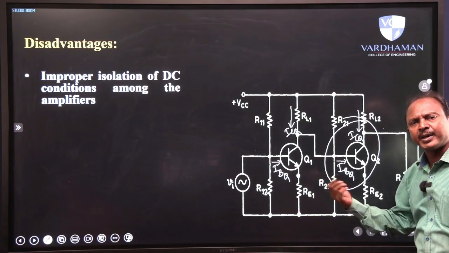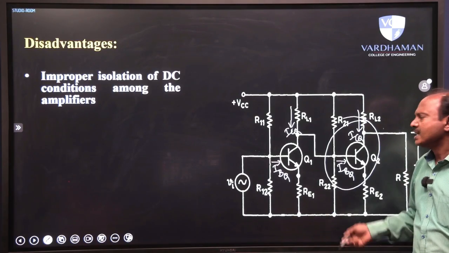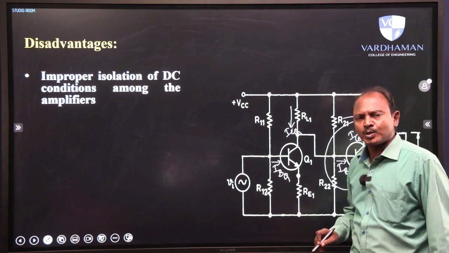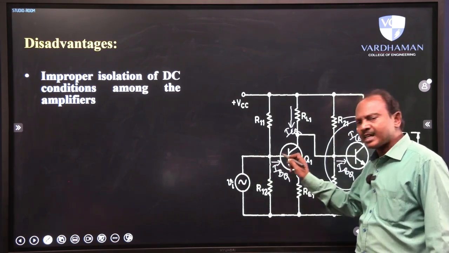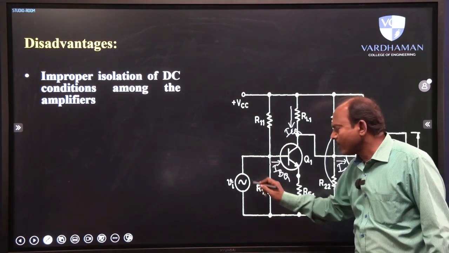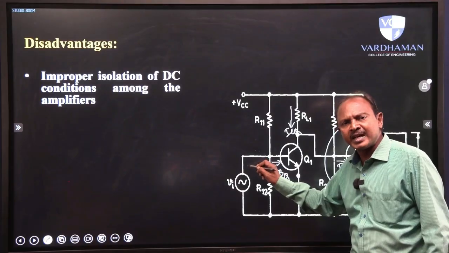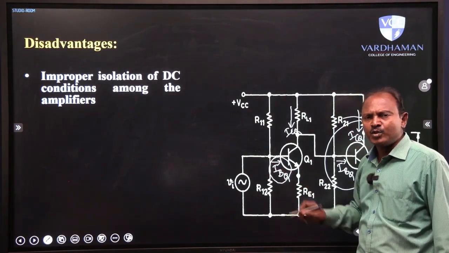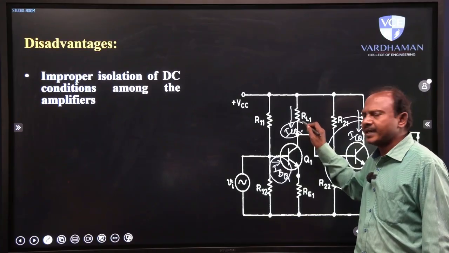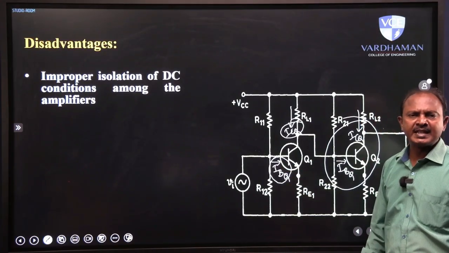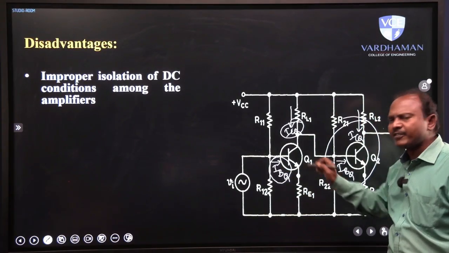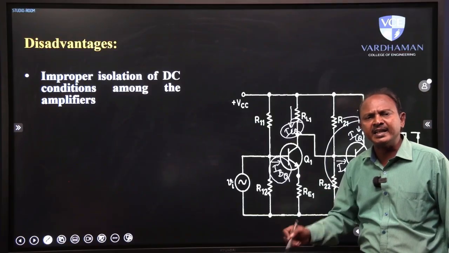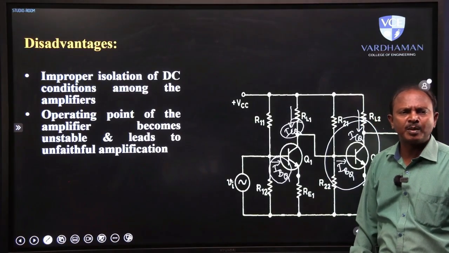For the second stage, the operating point is completely shifted. Similarly, look into the first stage also. When the input signal is directly coupled to the first stage, the unwanted DC component arriving from the natural source signal may be directly added to the existing base current, which will automatically shift the operating point of the first stage also. As a result, the total amplifier's operating point is completely unstable. That's the problem here.